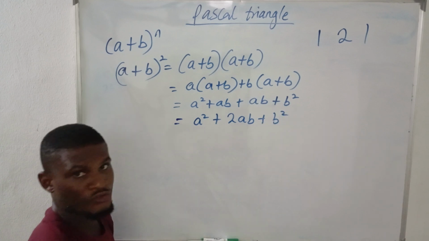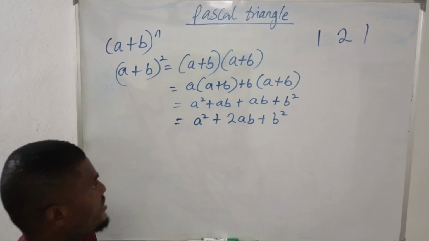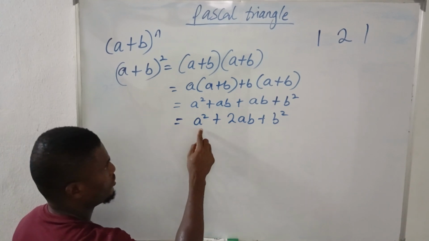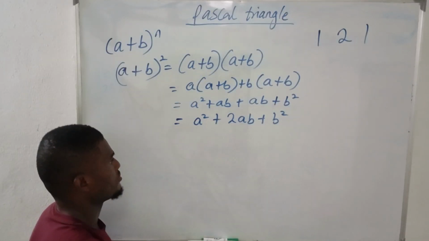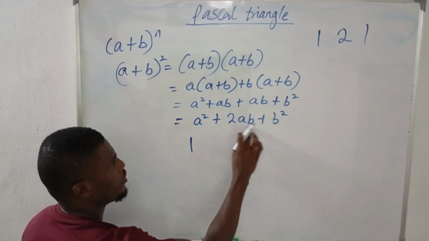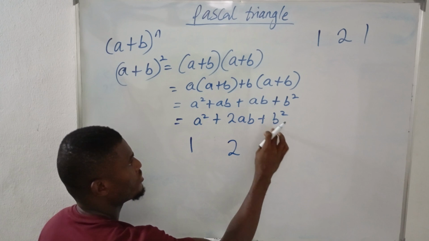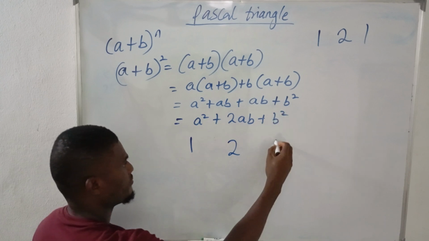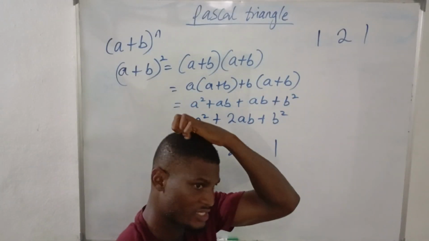Now, if you look at the coefficients of this expansion, we have one of the letter a squared, so the coefficient is 1, and then we have 2 of the letters ab, which is 2, and then 1 of this letter b squared. So the coefficients that we have here are 1, 2, 1, and that's what is written down there.